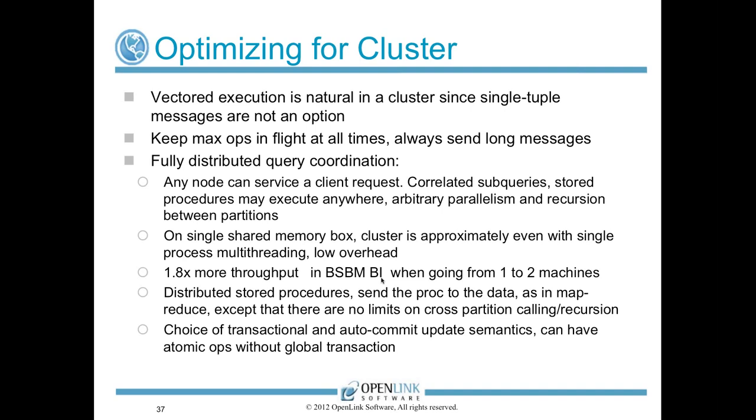Okay, so if you have a single box and you run a cluster setup on that, which is always possible, you don't hit any major latency. Actually, it can be a little bit faster or a little bit slower than a single server, depending on how good a match your query is to the parallelization. When you go from one box to two boxes, let's say with a BI type workload, you get 1.8 times the throughput, which is very good.